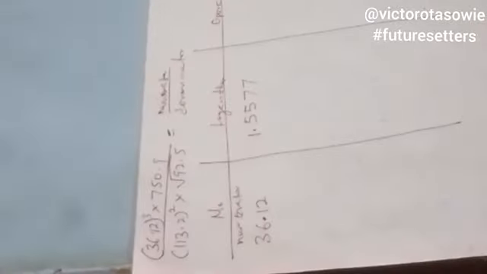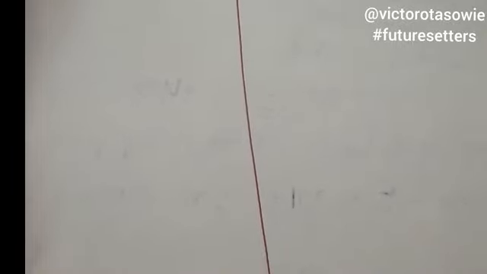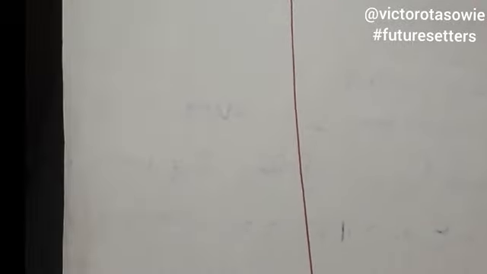1.5577. That's the first part. Then the next step is we will still come back again to check our question. Check your question. What do you see here? What you see here is 36.12 raised to the power of 3. Now, take note that whenever you see raised to the power of 3, this means that you will multiply by 3.